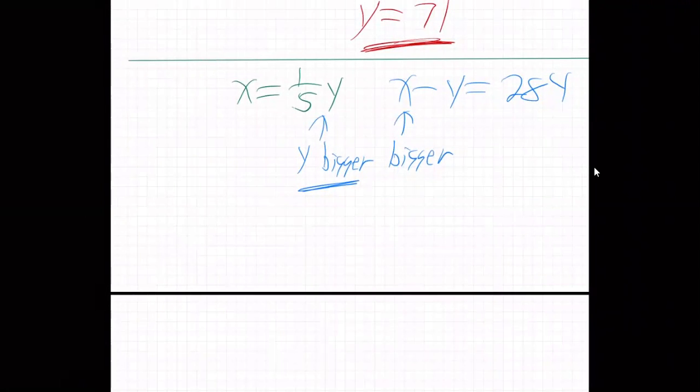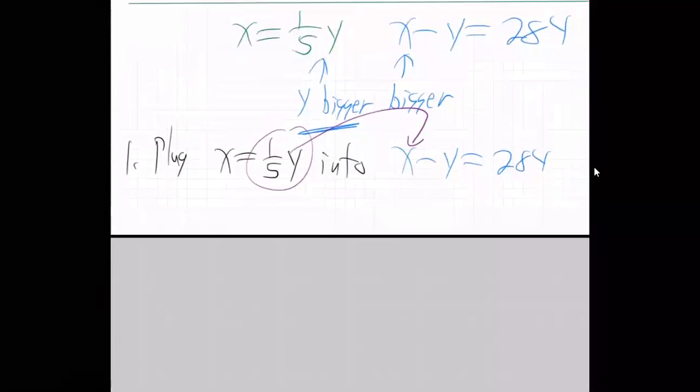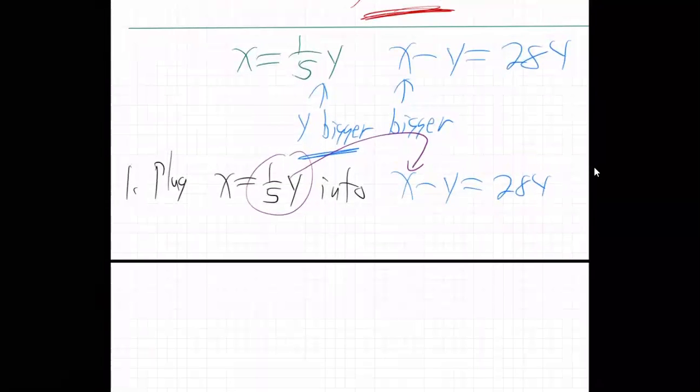In case this happens to you, I want you to know what that means. So step one, plug x equals 1/5 y into the other one, right? Into the x minus y is 284. So like usual, just grab this, plug in there for x, right? And so we would get, coming on down, 1/5 y minus y is 284. I just plug this in for x right there, right?